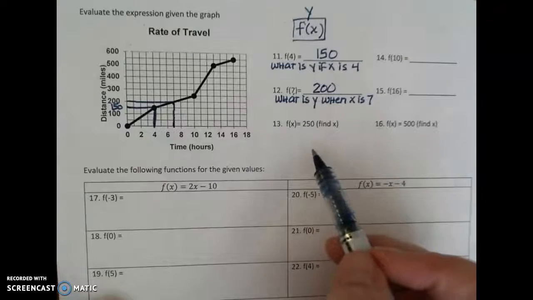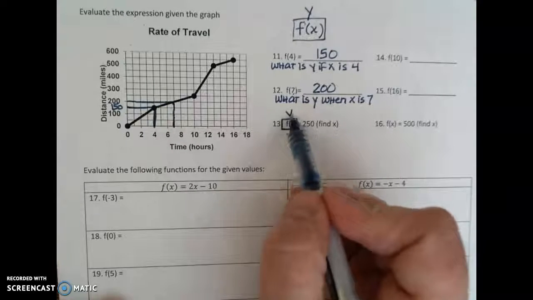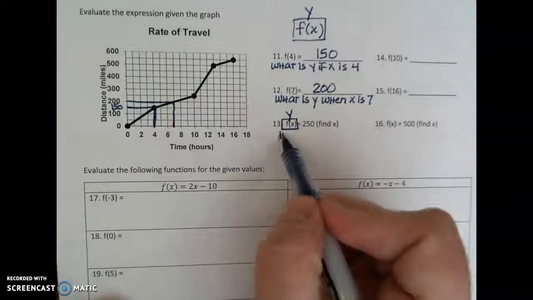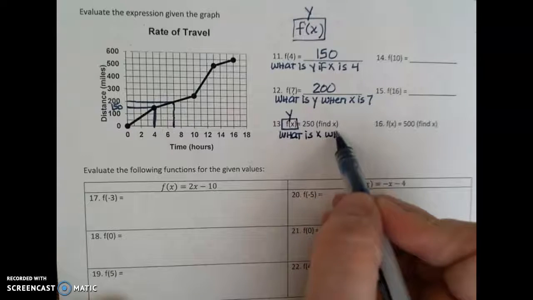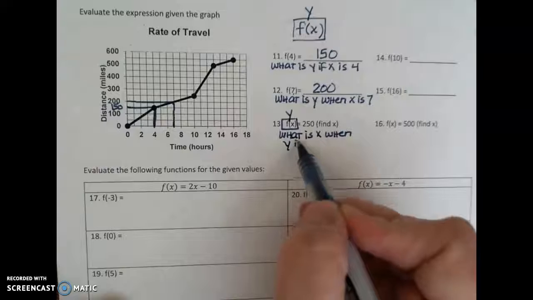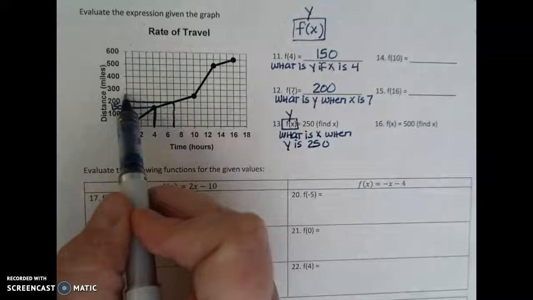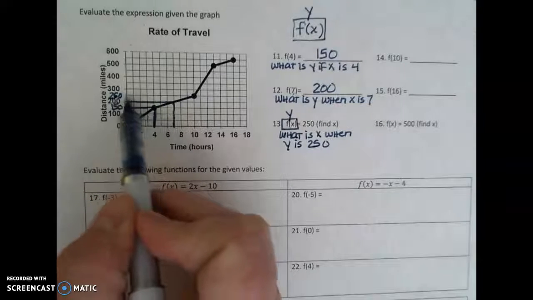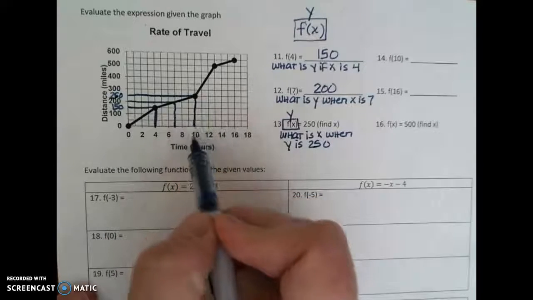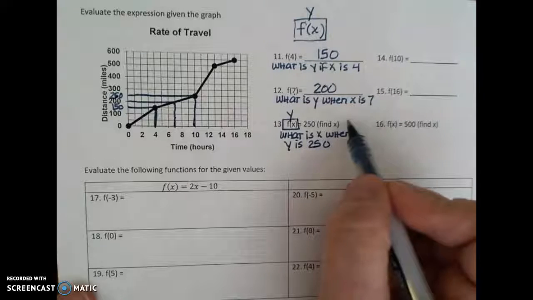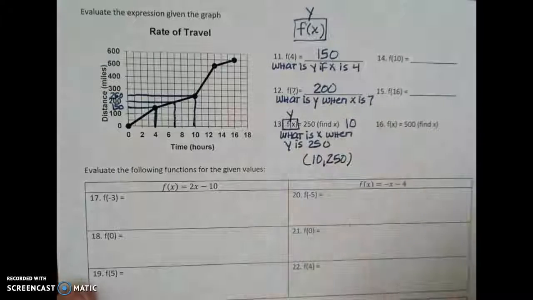13 here is asking it a little bit differently. It's saying all of f of x. There's no number in for x. This means y. They're saying, what is x when y is 250? So that means you got to go from the y-axis. Here's your 250 right here, halfway between 200 and 300. Follow it across to the point and bring it down, and it comes down at 10. So when y is 250, x is 10. The name of that point would be 10, 250.